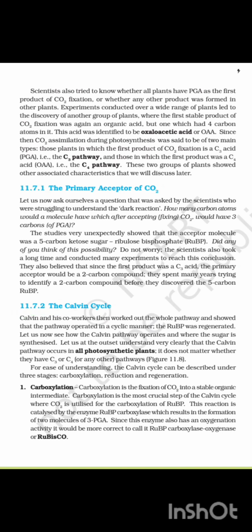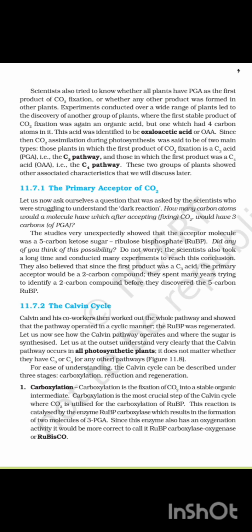11.7.2 The Calvin cycle. Calvin and his co-workers then worked out the whole pathway and ensured that the pathway operated in a cyclic manner. The RuBP was regenerated. Let us now see how the Calvin pathway operates and where the sugar is synthesized. Let us at the outset understand very clearly that the Calvin pathway occurs in all photosynthetic plants. It does not matter whether they have C3 or C4 or any other pathway.